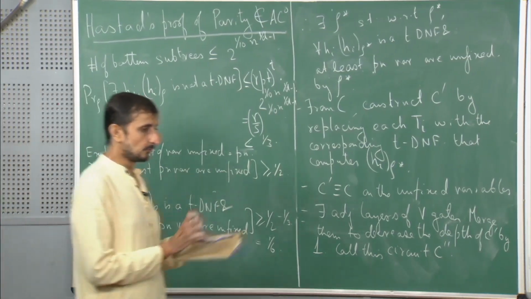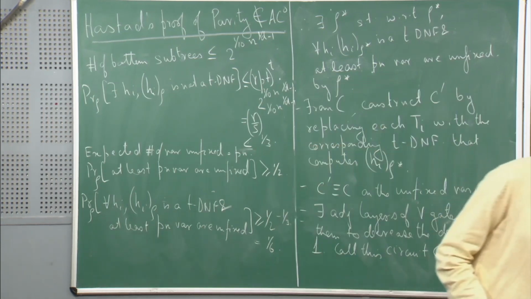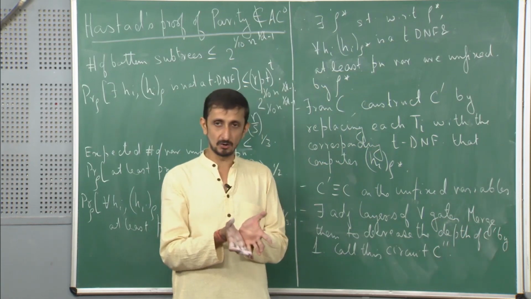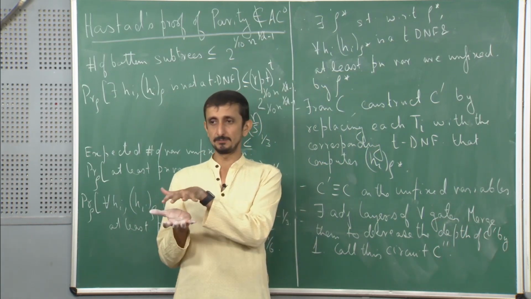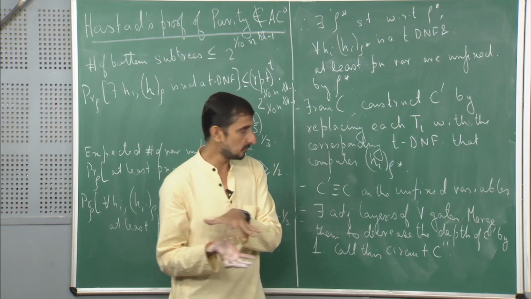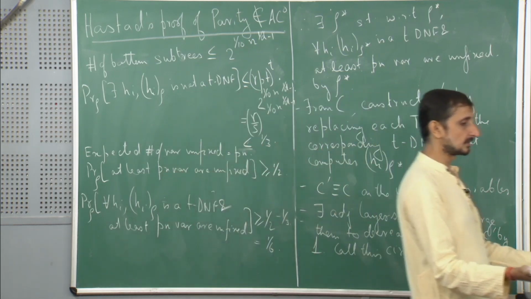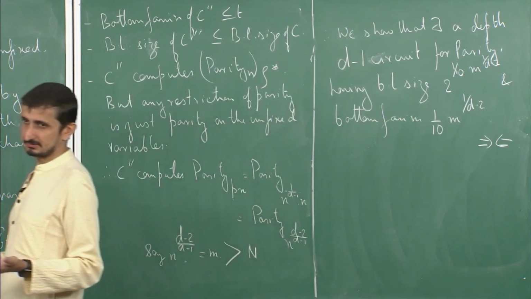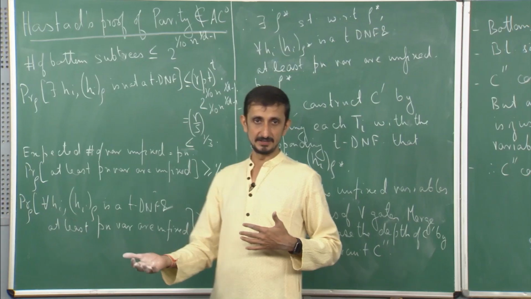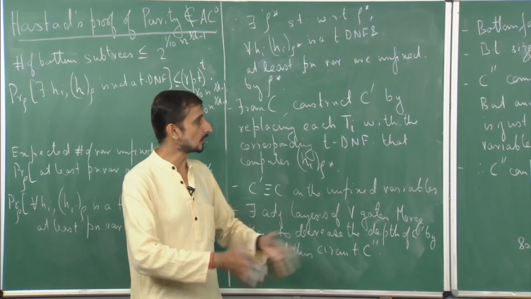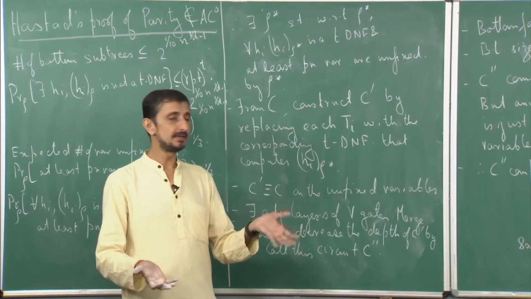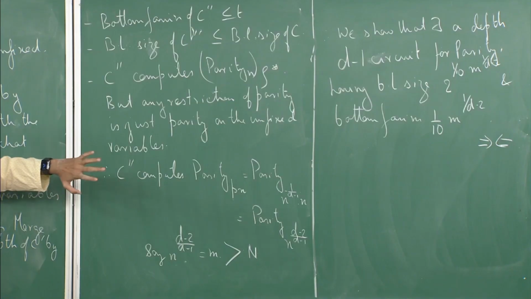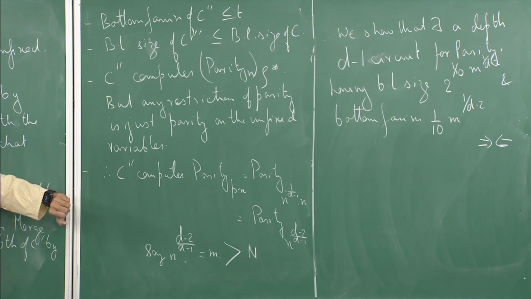So, once again, so quickly to summarize the idea. Essentially, the proof is by induction on d. So, we assume that it is true for some d minus 1. Okay. Now, suppose the lemma is not true for d, that means that there is a circuit for arbitrarily large n for d which has size bounded by this and bottom fan-in bounded by this.